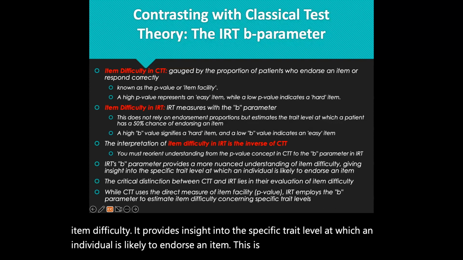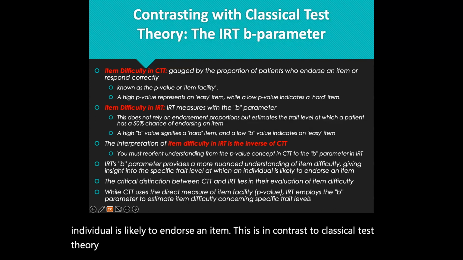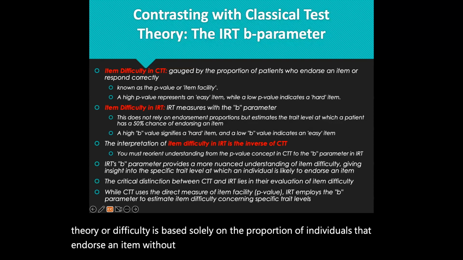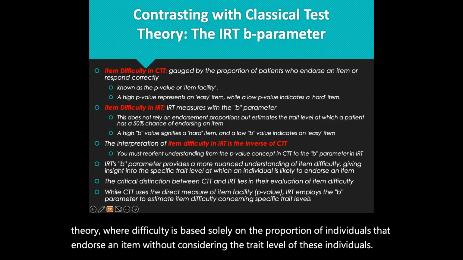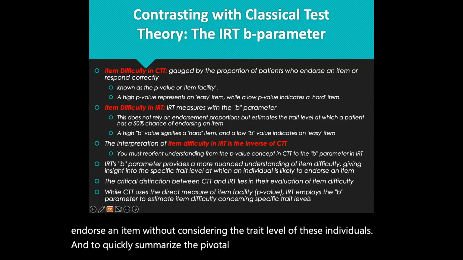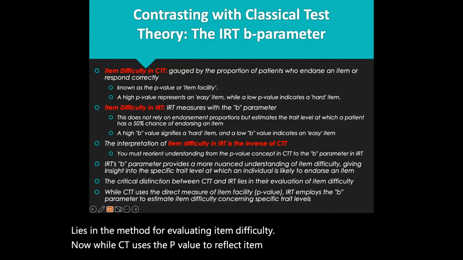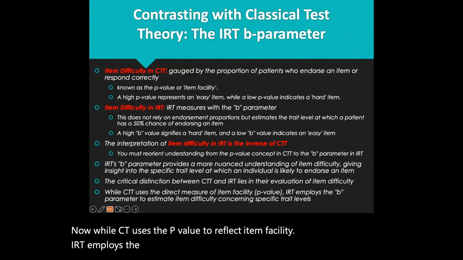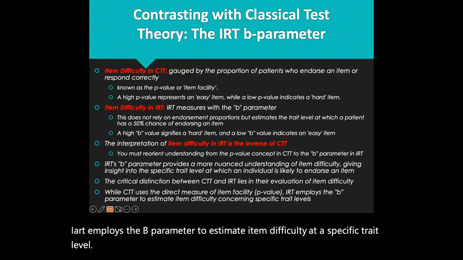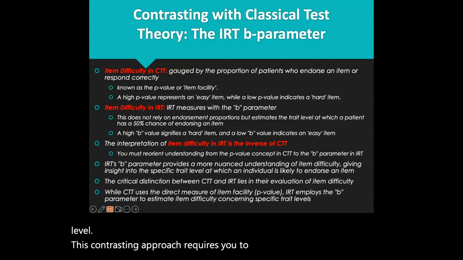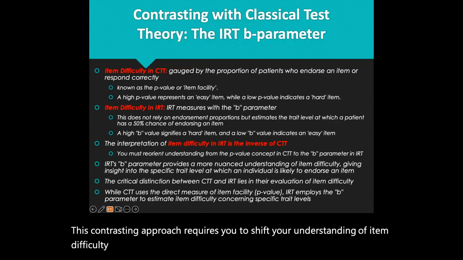This is in contrast to classical test theory, where difficulty is based solely on the proportion of individuals that endorse an item without considering the trait level of these individuals. And to quickly summarize, the pivotal distinction between CTT and IRT in the field of psych lies in the method for evaluating item difficulty. While CTT uses the p-value to reflect item facility, IRT employs the B parameter to estimate item difficulty at a specific trait level. This contrasting approach requires you to shift your understanding of item difficulty when moving from CTT to IRT.